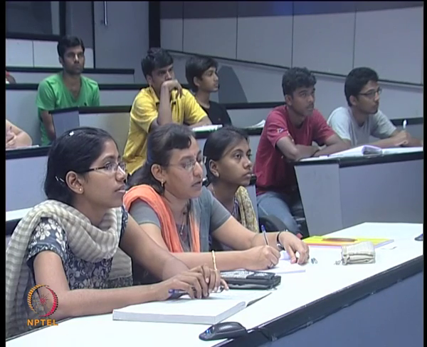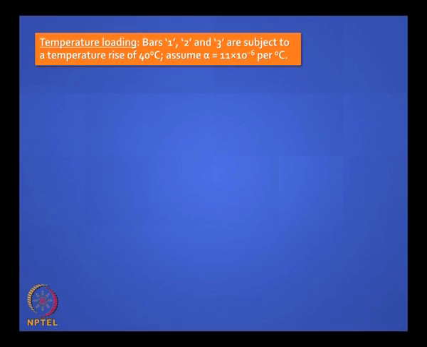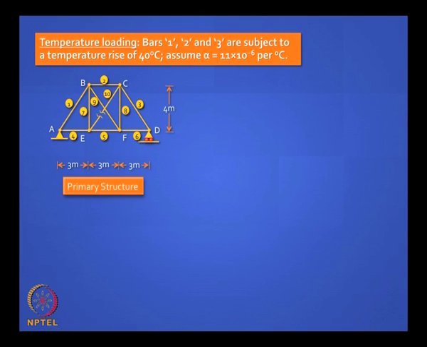One last problem in continuation with the previous one, supposing you have temperature loading. I am now saying 3 arbitrary bars, 1, 2 and 3 are subject to a temperature increase of 40 degrees Celsius, and the coefficient of thermal expansion is given to you. How would you now deal with the same problem? This is your problem, you can remove that 40 kilonewton. How would you analyze this problem?